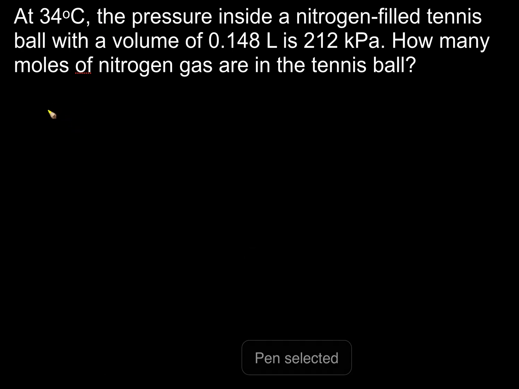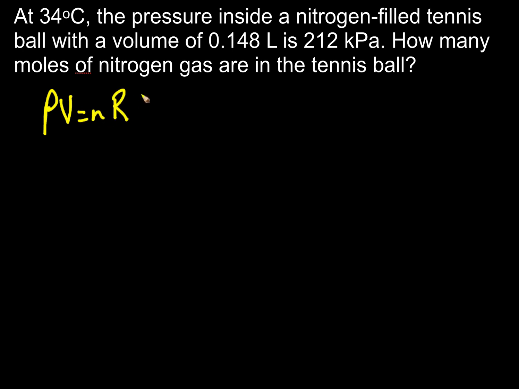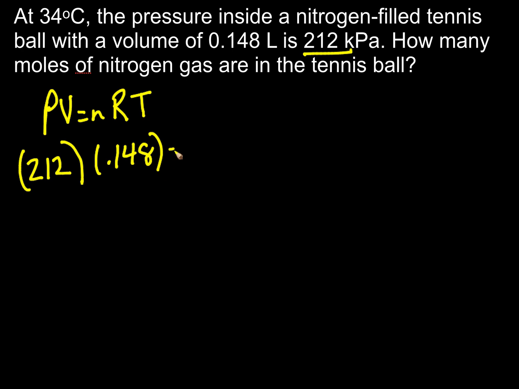So we know our equation, PV equals nRT. Pressure, we know, 212 kPa. Our volume is 0.148 liters. We're looking for our number of moles, so n is our variable. Now we come to R. We see we have a pressure in kPa, so we're going to use our second gas constant. We're going to use 8.3145.